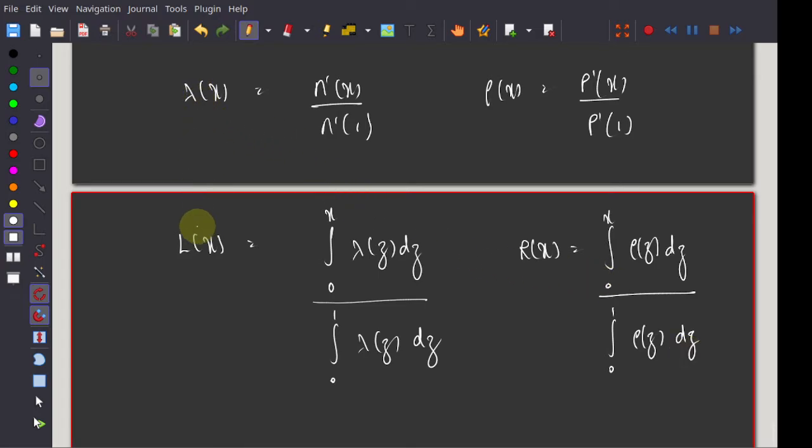So given whatever the class of LDPC codes, either in terms of L and R or lambda and rho, you can always go back and forth between them. And henceforth, we'll mostly use lambda and rho to specify a particular family of LDPC codes.